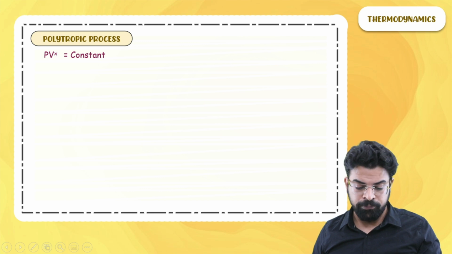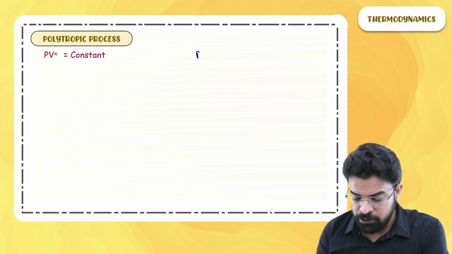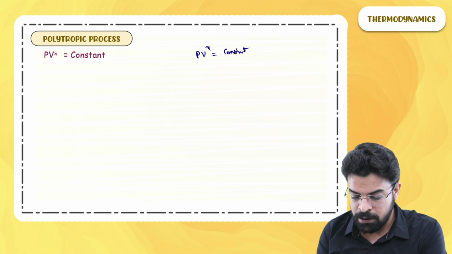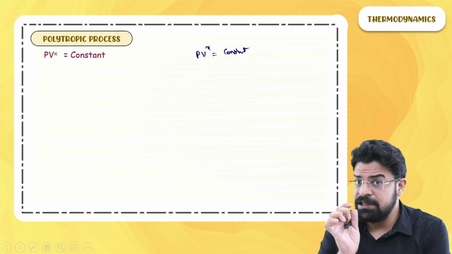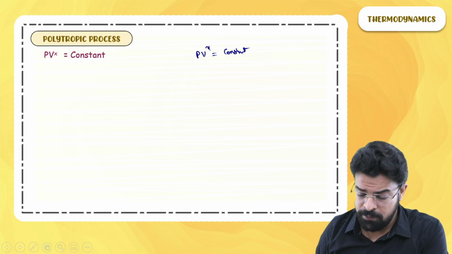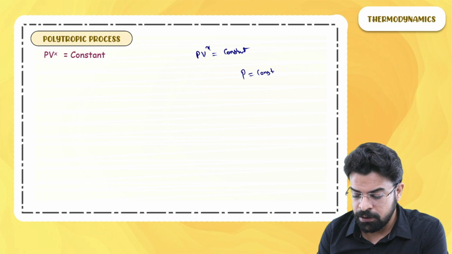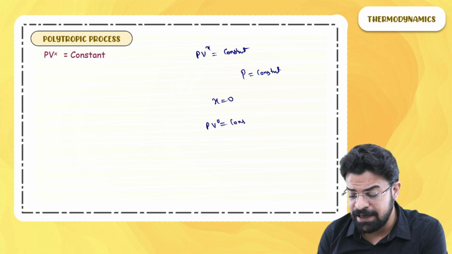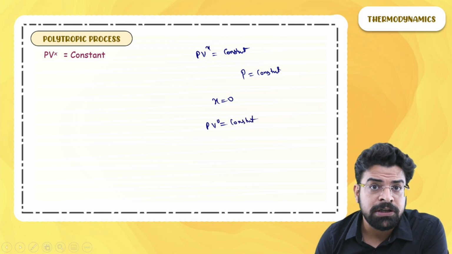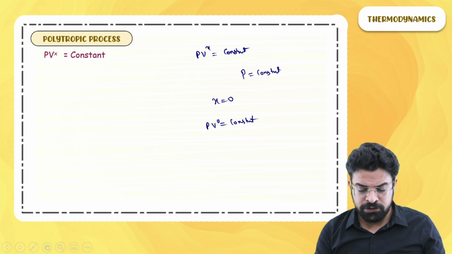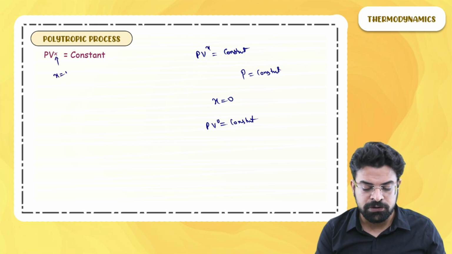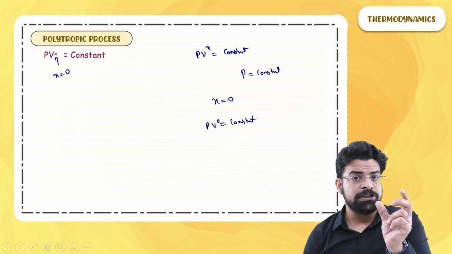Let's see how. If I have PV raised to power of x equals constant, I can convert this into an isobaric process. How? For an isobaric process, I know that pressure has to be constant. So if I take x equals 0, what I get is PV raised to power of 0 equals constant, and that gives you pressure equals constant. So for an isobaric process, you just substitute x equals 0 and the polytropic equation becomes the equation of an isobaric process.